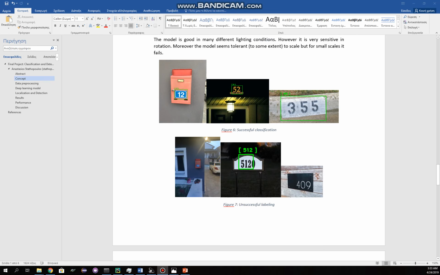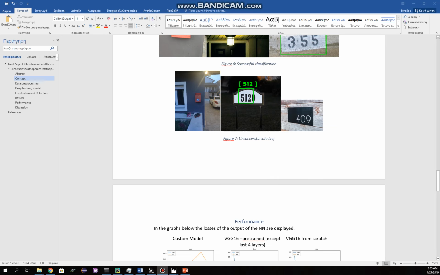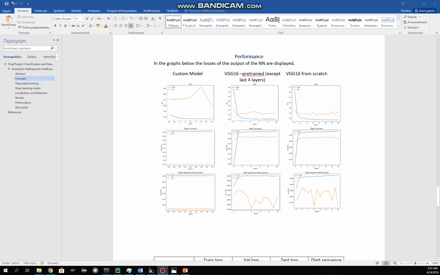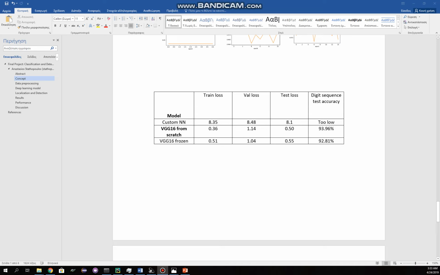I have some very good results, but I also have some negative results. My implementation is very sensitive to rotation and a little bit of scaling. You can see here my performance metrics, and eventually the model that I ended up with, which is a VGG16, which I trained from scratch, and I overall achieved a digit sequence accuracy of 93.96%, which is very good.